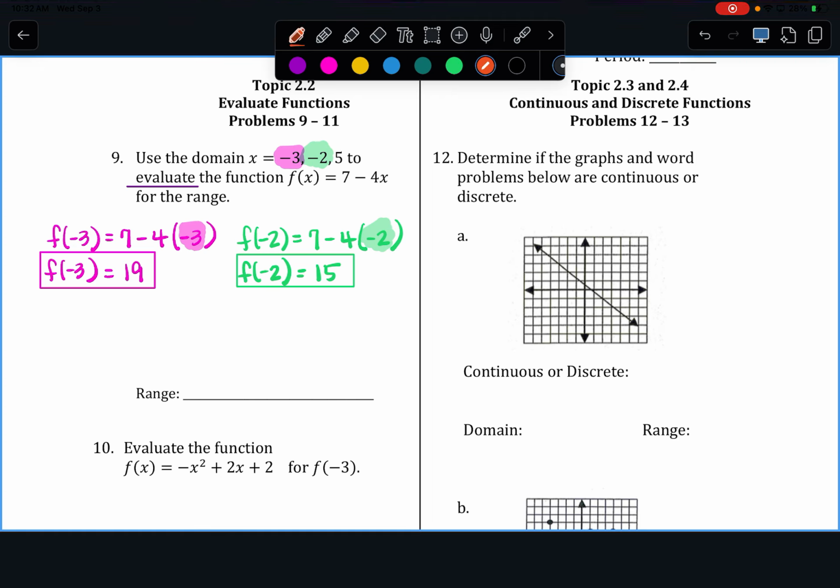All right, now we just get to do that one more time because we've got our third and final x value of 5. So now I'm going to go find f of 5, which is 7 minus 4 times 5. Again, I'm doing the same thing over and over again. I'm just plugging in a different number for x. And use your calculator if you need to so you don't make a silly mistake. That's going to give me 7 minus 20, which is -13.